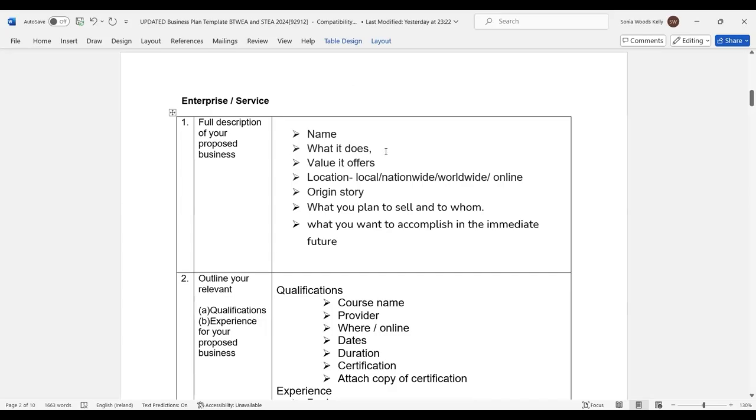So just to give you some pointers here on the type of information you could include, you can include your business name if you have one, information on what the business does and the value it offers, the location of the business, whether it's going to be local, nationwide, worldwide, online, your origin story, how your business idea originated, what you plan to sell and to whom, and what you want to accomplish in the immediate future. And also any other information that you may feel may be relevant or provide further clarity.